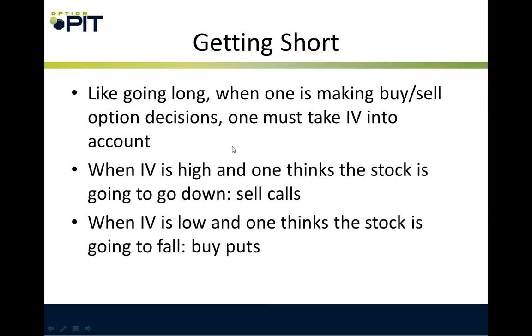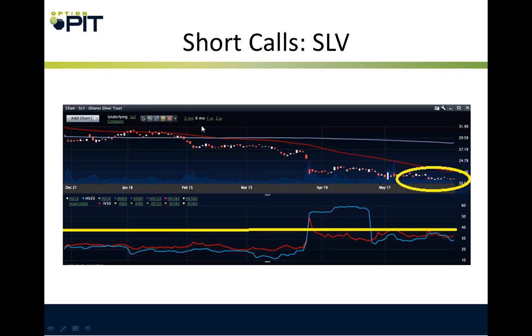When IV is high and one thinks the stock is going to go down, you sell calls or call spreads. When IV is low and one thinks the stock is going to fall, you buy puts. So let's take a look at a couple examples. Here's a good short call example. Take a look at SLV. This is a while back, but SLV is trading at $23, and the vol is nice and high in here. You just sell calls and sit back and relax.